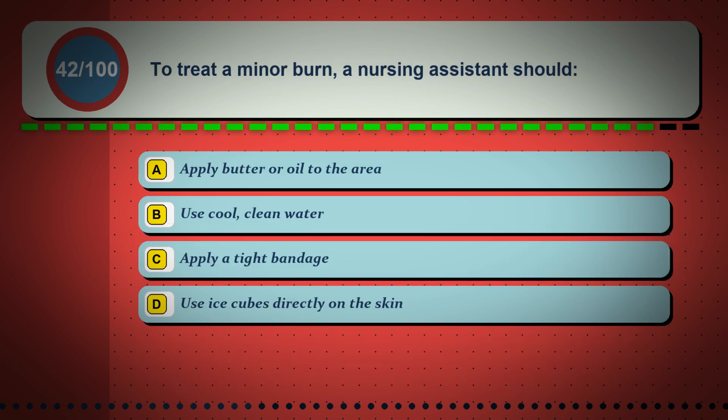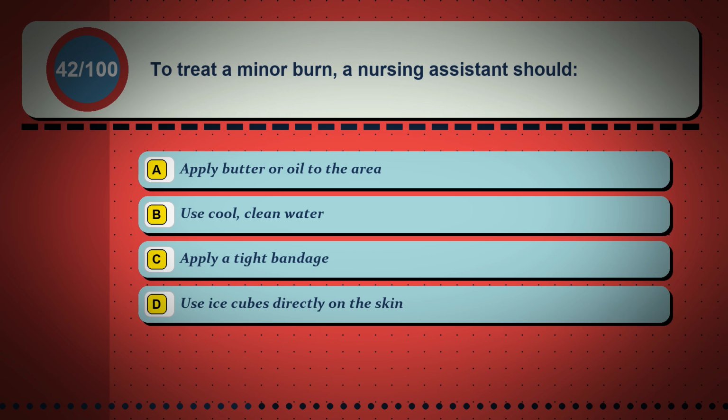Question 42. To treat a minor burn, a nursing assistant should: Option A, apply butter or oil to the area. Option B, use cool, clean water. Option C, apply a tight bandage. Option D, use ice cubes directly on the skin.